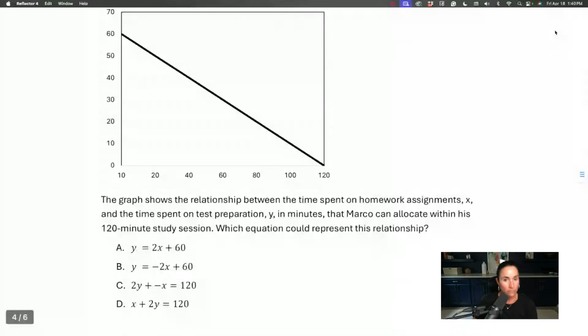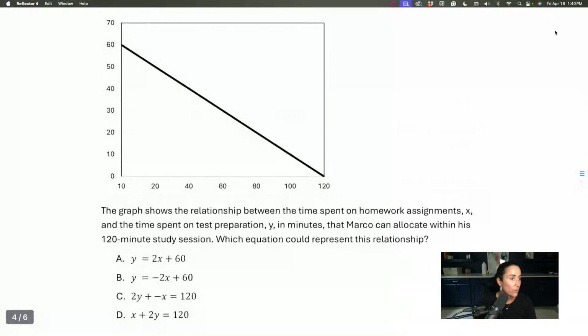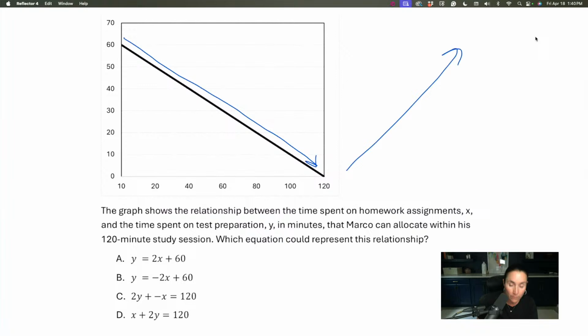Now, this one, people tend to get worried about a problem like this, but it's actually super easy. First of all, whenever you see a graph like this, before you read the question or anything, I want you to determine if the line is positive or negative. In this case, the line is going down. This is a negative slope. If the line were going up, it would be a positive slope.